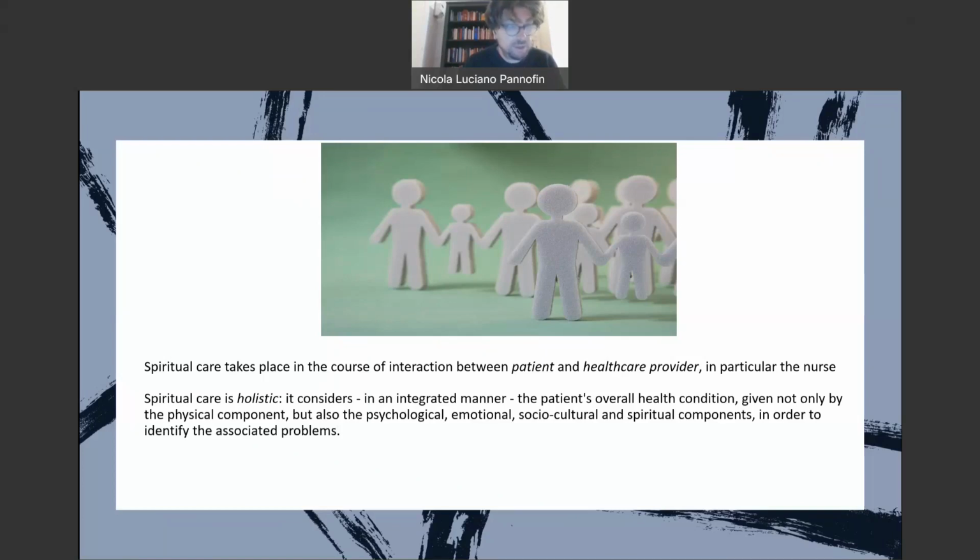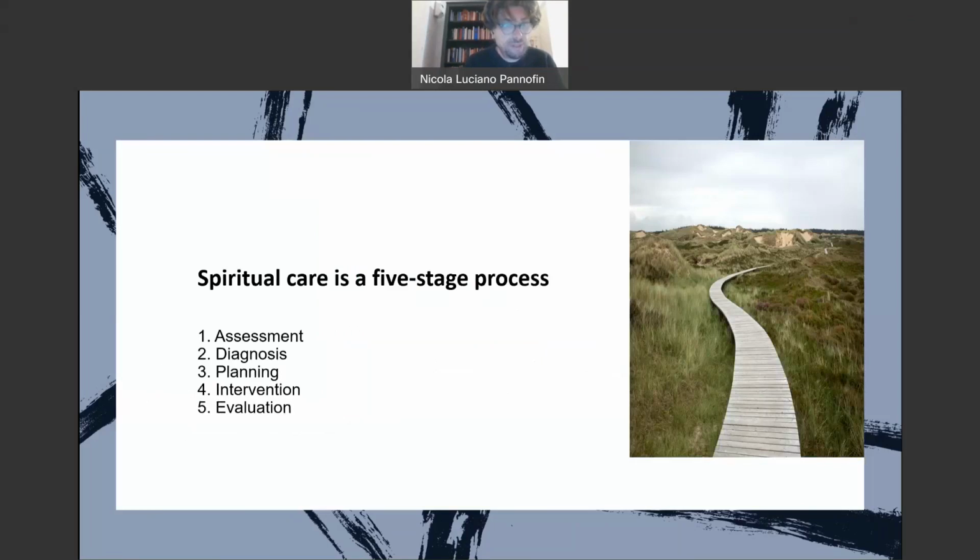Spiritual care is, or should be, a personalized practice that will respond to the specific needs of individual patients and stems from the unique relationship between the patient and the caregiver. The process of spiritual care consists of 5 linked stages: assessment, diagnosis, planning, intervention, and evaluation. Let's now look in more detail at each of these stages.